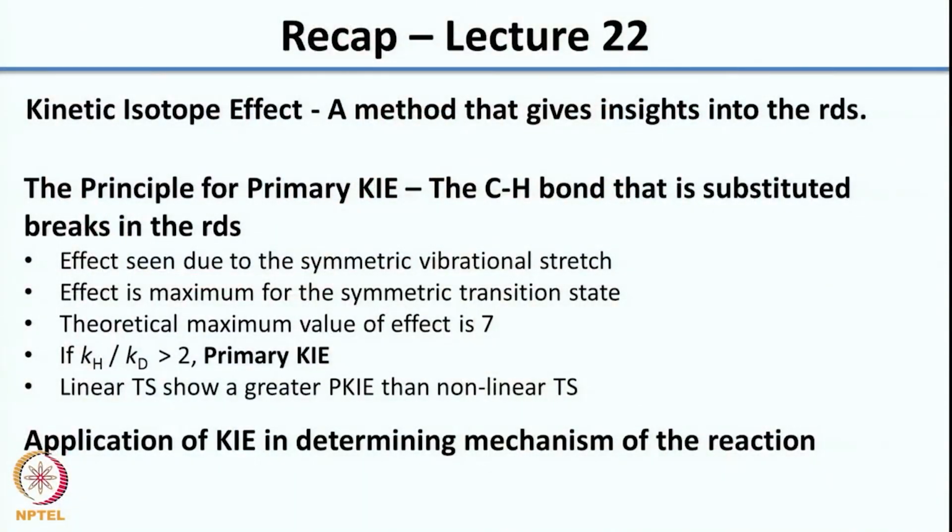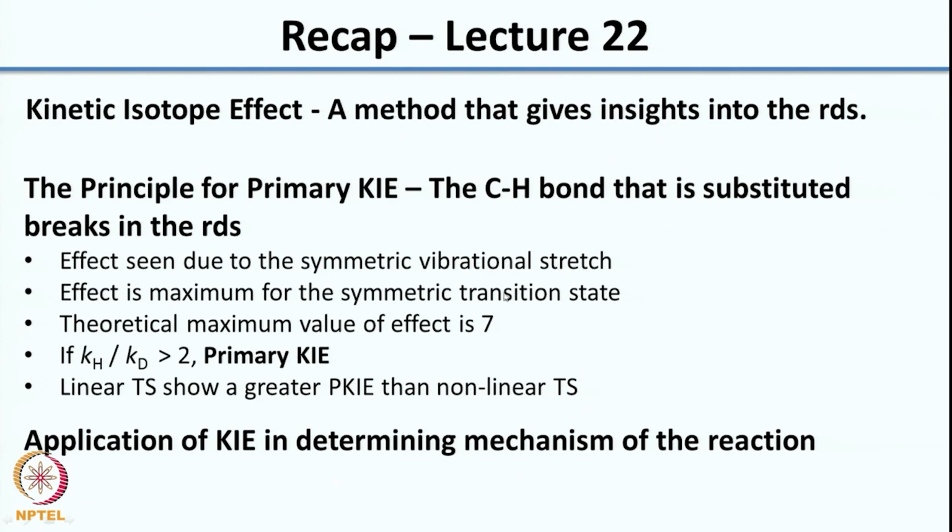So, welcome back. In the last lecture we had looked at kinetic isotope effects. Specifically we had looked at primary kinetic isotope effects. So, this gives an insight into the rate determining step and whether the bond that you are making the substitution at is cleaved during the rate determining step. So, the principle of primary kinetic isotope effect is that the CH bond that is substituted breaks in the rate determining step. Effect is seen due to the symmetrical vibrational stretch.